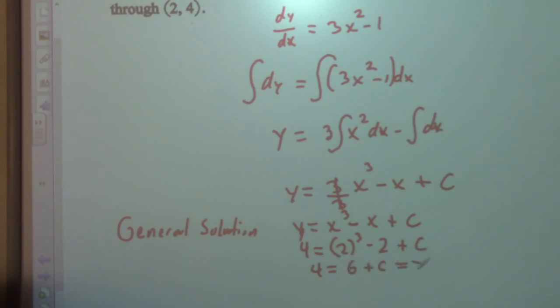So c is equal to negative 2. And so we take this negative 2 and replace it up here, right? So what we have is y equals x cubed minus x minus 2. And this one right here, the very bottom, is called a particular solution. Particular solution.